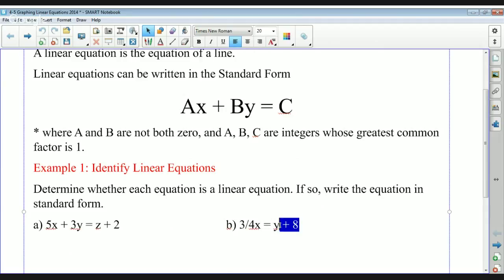So let's shift our attention over here to example B. Again, I have it highlighted for you so you can see it. It says 3/4 x equals y plus 8. First, is this a linear equation? Again, take a little bit of time, look back up at the standard form of Ax plus By equals C, and is this a match?